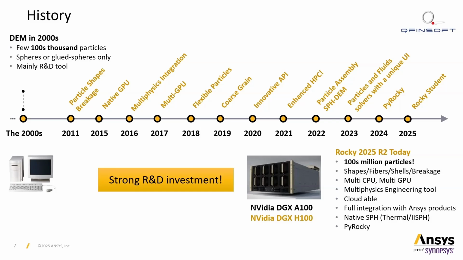We've constantly invested in strong R&D to push the boundaries. Today, with Rocky 2025 R2, we've achieved a dramatic transformation. We can simulate hundreds of millions of particles with complex shapes, fibers, shells, and using the breakage model. It's now a full multi-physics tool that's cloud-enabled with complete ANSYS integration. This evolution from hundreds of thousands to hundreds of millions of particles represents a thousand-fold increase in capabilities. That's the power of sustained innovation.